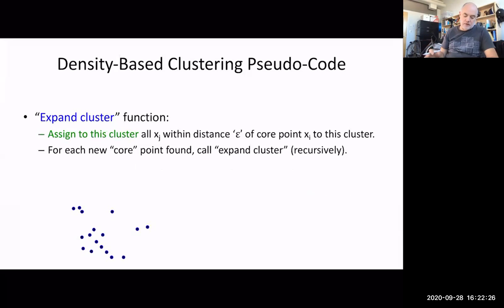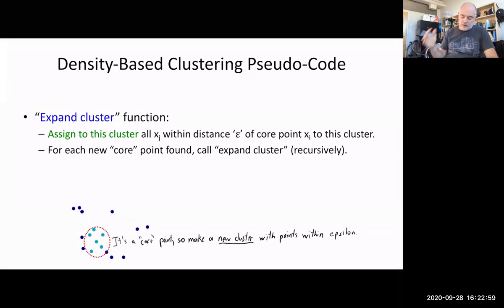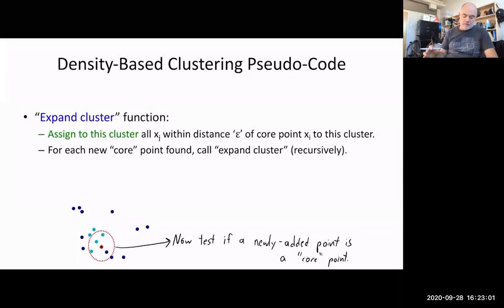And what does expand cluster do? It assigns to this cluster all of the other points, xj, within the epsilon ball of the core point, and then for each new core point found, you call expand cluster recursively. Okay, so let's take a look at what this looks like. Out of this data, say we chose this as our first point. That's the first one we chose, right? We construct the epsilon ball. We check how many points are in the radius. If it's above our threshold of min neighbors, which in this particular case it is, we call that a core point, and we make a new cluster with points within the epsilon ball.